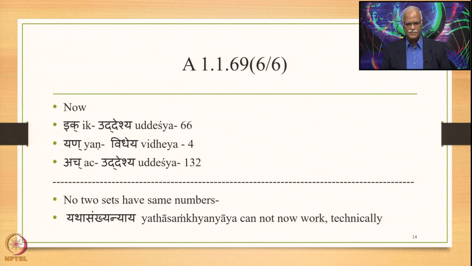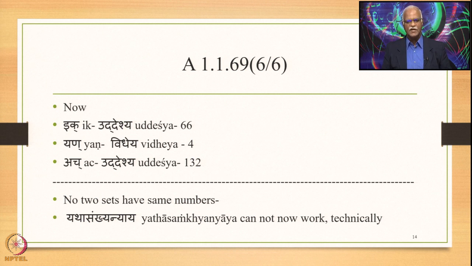No two sets have the same numbers. Previously we saw that Ik has got 4, Yan has got 4 and Ach are 9, and therefore we said that the principle of Yathasankhyan Nyaya works, the correspondence. However, after having expanded the meaning of the sutra Iko Yanachi in this particular fashion, where we applied the sutra 1169, now we observe that Yathasankhya Nyaya cannot work now, at least technically.